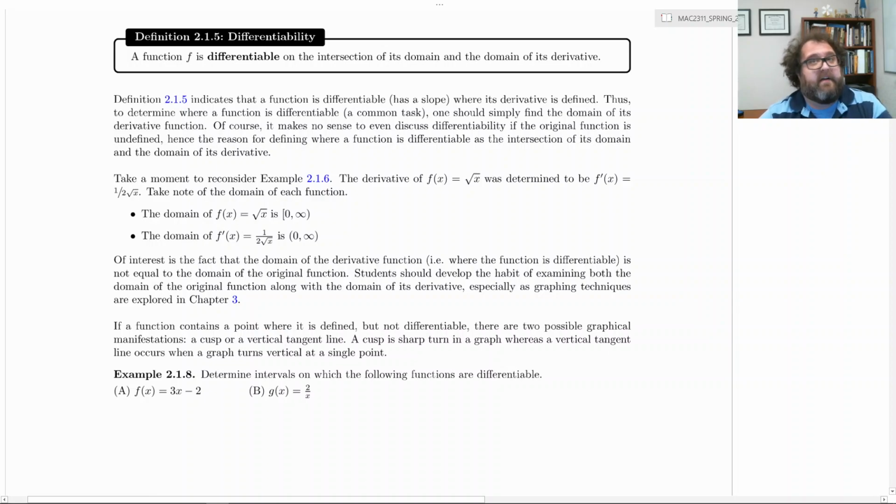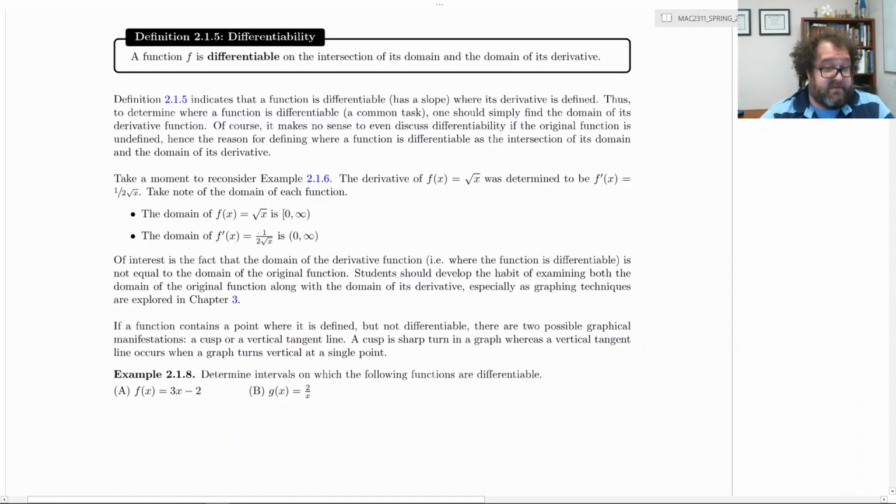Now the derivative, f prime. We didn't find f prime; we found a specific derivative. We didn't find the derivative function. If you use the limit definition to find the derivative function of square root x, what you'll find is 1 over 2 square roots of x. So here f prime is 1 over 2 square roots of x, the derivative function.